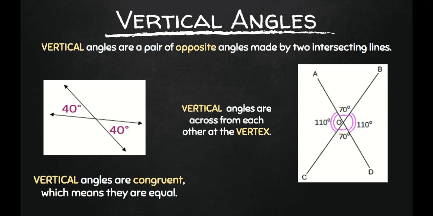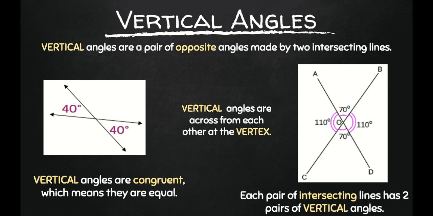Here's one more example of vertical angles. So as you can see, the two angles that are 70 degrees are vertical, and then the other pair of vertical angles are the two angles that are 110 degrees, and those are the ones that are across from each other. So each pair of intersecting lines is going to have two pairs of vertical angles, and those are the ones that are right across from each other.